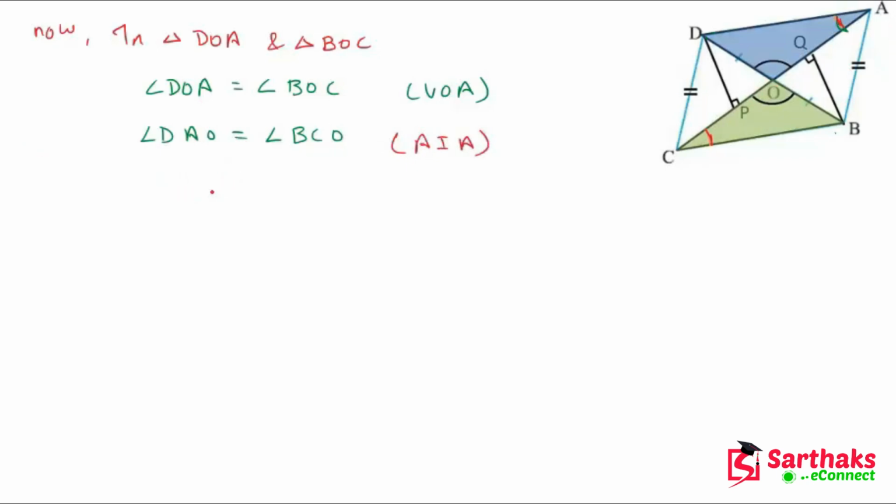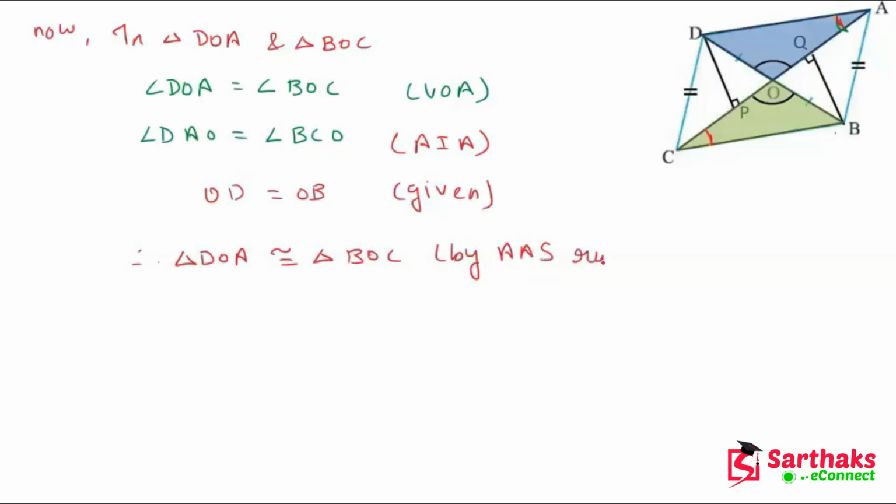And here you can see OD is equal to OB. This is given. So we can say triangle DOA is congruent to triangle BOC by the angle side rule. So we can say DA is equal to BC, this line is equal to this line, by CPCT, corresponding parts of congruent triangles.